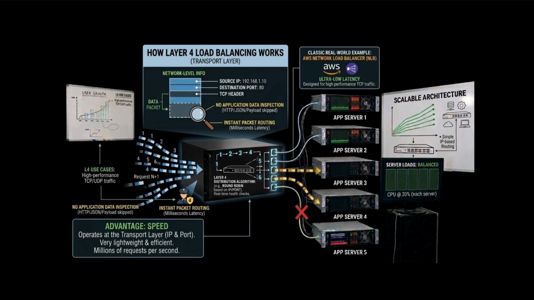It's designed to handle millions of requests per second with ultra low latency, making it the perfect choice for high performance TCP traffic where you don't need to inspect what's actually inside the message. But what if you need to be more surgical? What if you need to reroute traffic based on what the user is actually doing? For that, we move up to layer 7.